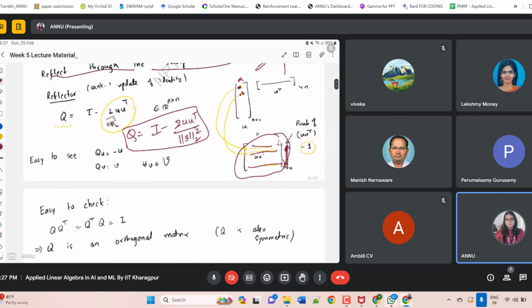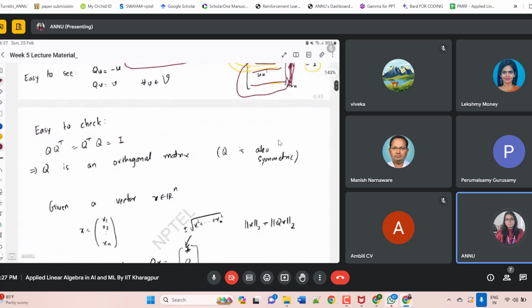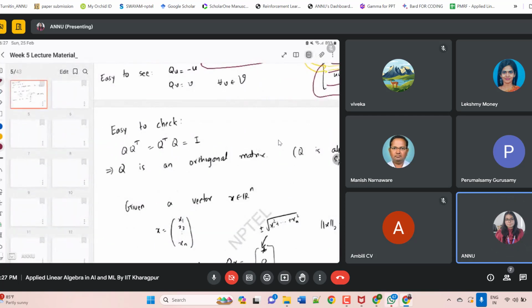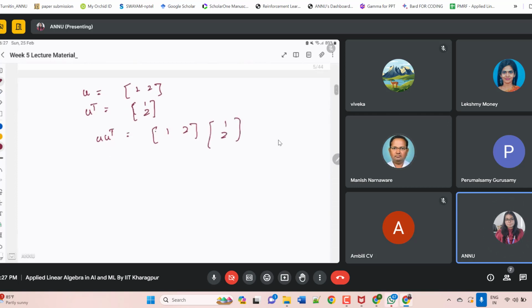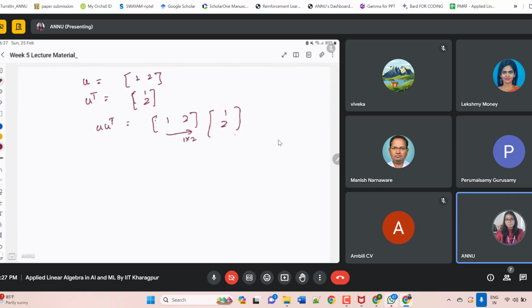Okay, let's have some matrix. If you have any problem with this, let's take an example. Let's have U as (1, 2), and U transpose will be (1, 2). So this is 1 cross 2 and this is 2 cross 1. You will get a 1 cross 1, right?